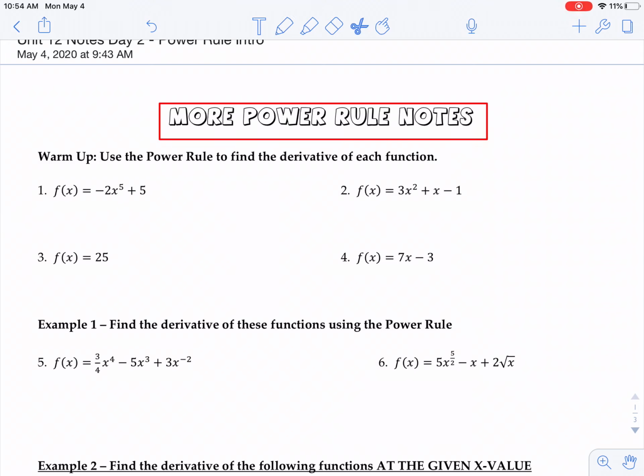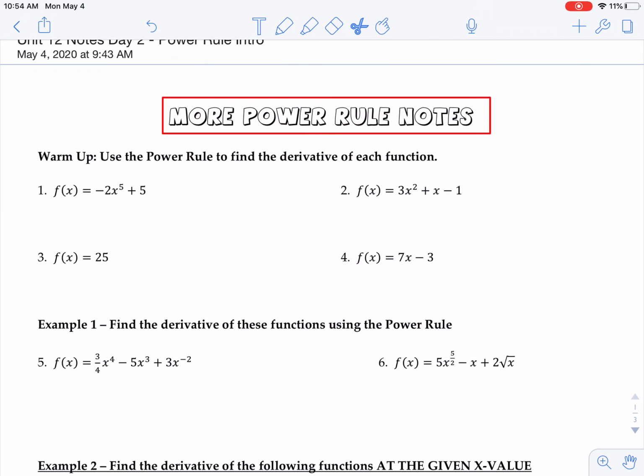Hey guys, welcome back. We're going to talk about the power rule a little bit more today. So hopefully it sat well with you when you learned it last. We are going to dive a little deeper and get into some more challenging problems. But let's start with a warm-up.